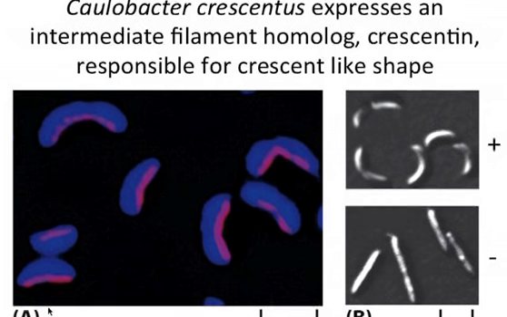Okay, here's another homologue. So this is an intermediate filament homologue called crescentin, and it's in Caulobacter crescentus, and it's responsible for the crescent shape of the bacteria. So here's the bacteria, and it kind of creates this line on the side. So this is staining for crescentin, and it's just involved in the sickle-like shape of the bacteria. And so here's mutant, here's wild type, and here's mutant. So you can see it's clearly responsible for the shape of the bacteria.